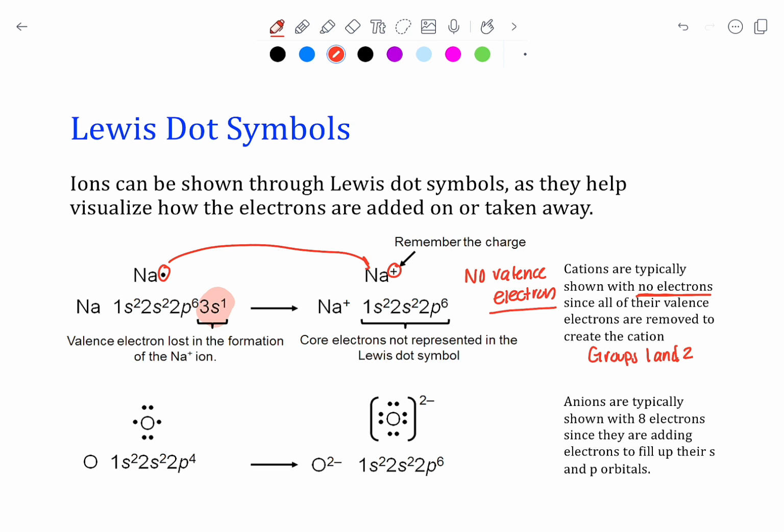For our Lewis dot symbols, we are going to ignore our transition metals, because those elements tend to have valence electrons in 2 different electron shells, so it gets a little more confusing where those electrons are coming from, and they can have varying charge, which we'll talk about in a second. So when we're doing Lewis dot symbols, we're going to ignore our transition metals.